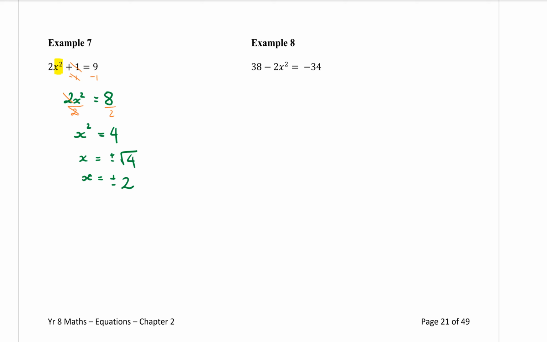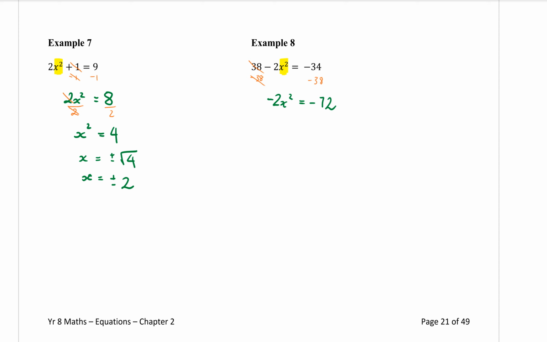In example 8, the x squared is here. I need to get rid of the 38 and the minus 2. Which one should go first? The 38. Now the 38 is positive. The minus belongs with the 2, all right? So the 38, I need to subtract that to move it away. So I have a minus 2x squared and minus, what's that, 72? Minus 72 on the other side.